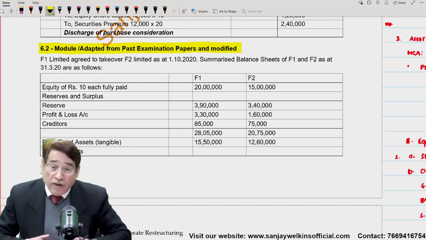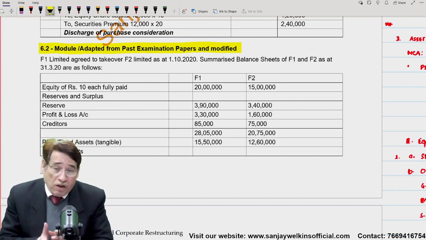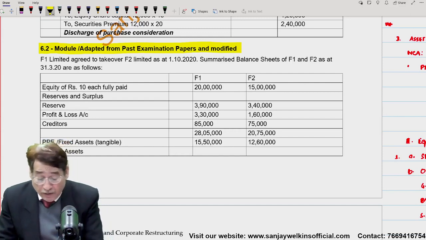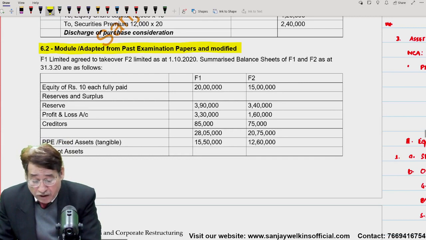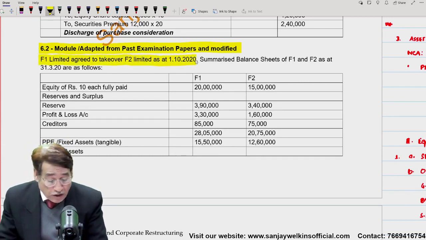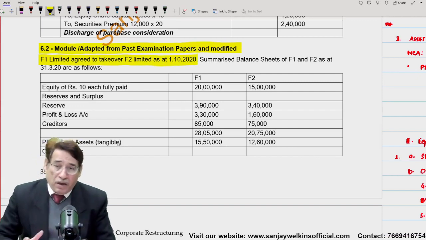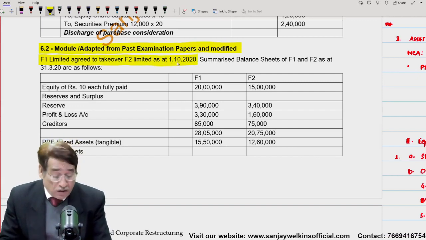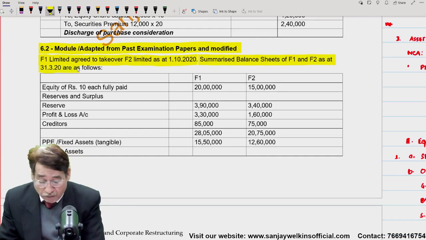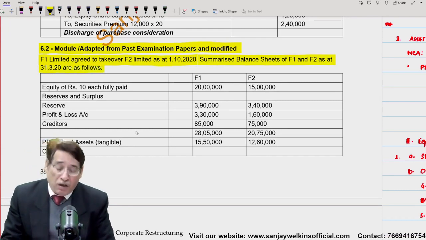So 6.2, as I was about to say, and I told you in the beginning itself, as far as the intrinsic value of shares method is concerned, lots of questions are being asked on this particular topic. Just pay attention. This is one among them, and it's a pretty tough one. In this question, it is given that F1 Limited agreed to take over F2 Limited on 1/10/2020. Now, there is an entity, F1 Limited. It is taking over F2 Limited, and the summarized balance sheet of F1 and F2 as at 31/3/2020 is given to you.